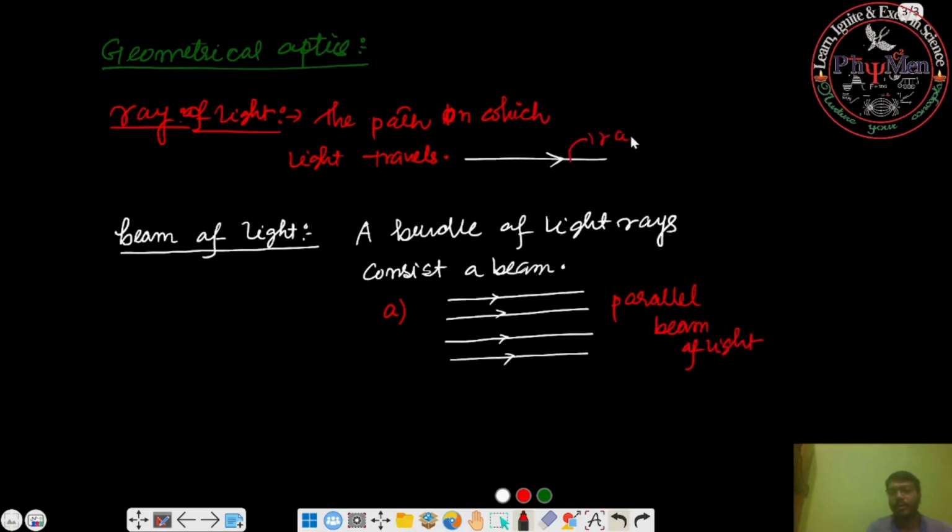If you take lots of rays together, then it is called a beam of light. And if those rays are parallel to each other, then it is called a parallel beam of light. Then if you have certain beams like this moving away from a particular point, this is called a divergent beam.